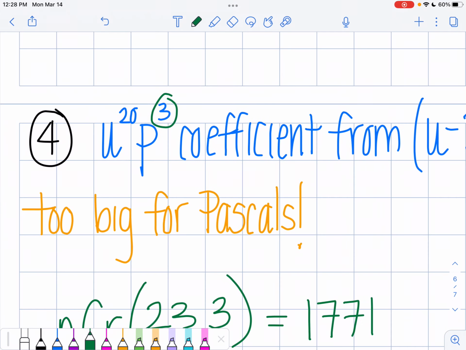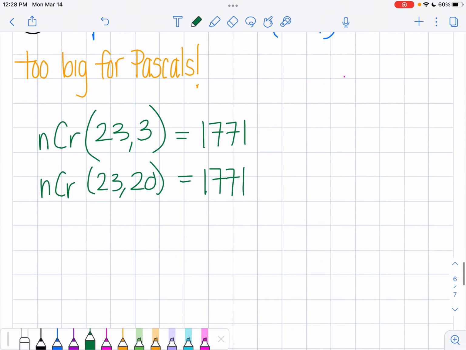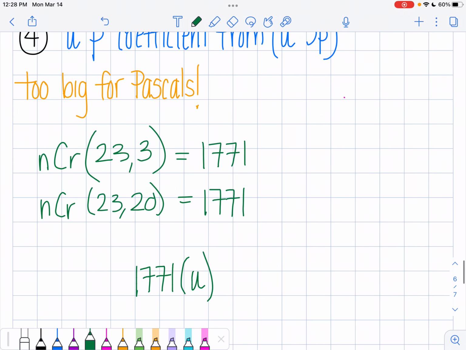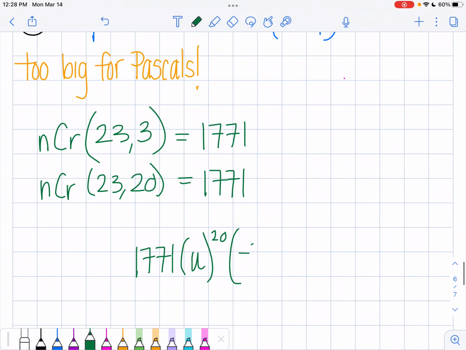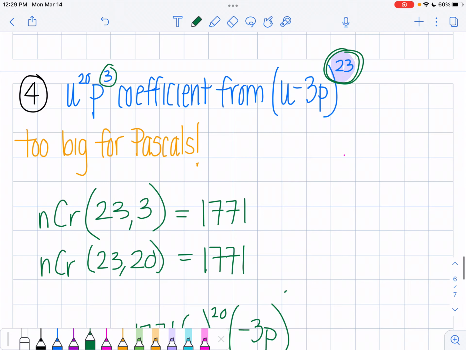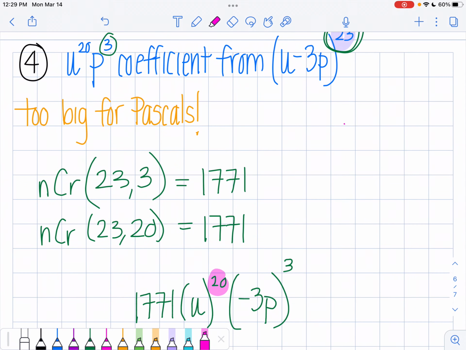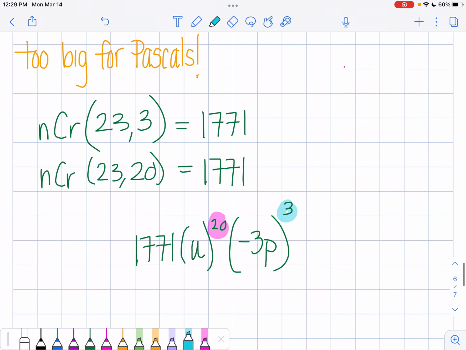All right, so I would come over here and I would say that my number that comes in front is 1,771. And I take my u to the 20th power. And my second term, which is negative 3p, gets raised to the third power. And I know that because they want my u to the 20th and they want my p to the 3. That's how I know what numbers go there. So now I evaluate. So I have 1,771 times u to the 20, and then negative 3p to the third. Negative 3 to the third is going to give me negative 27 times p to the third.